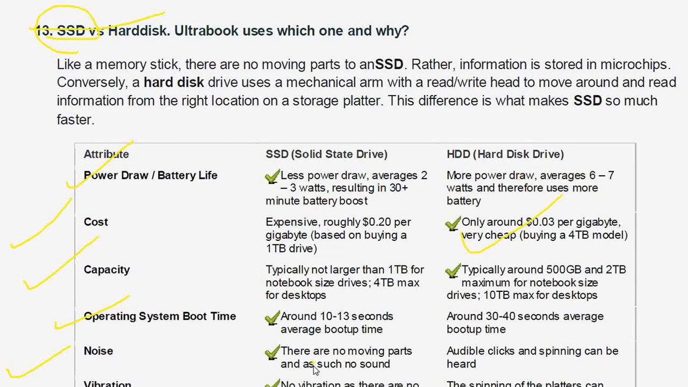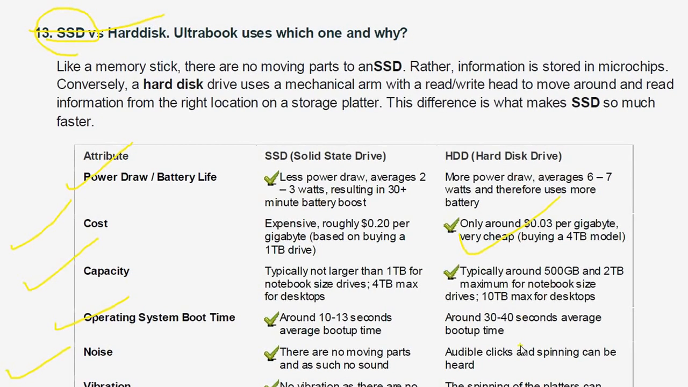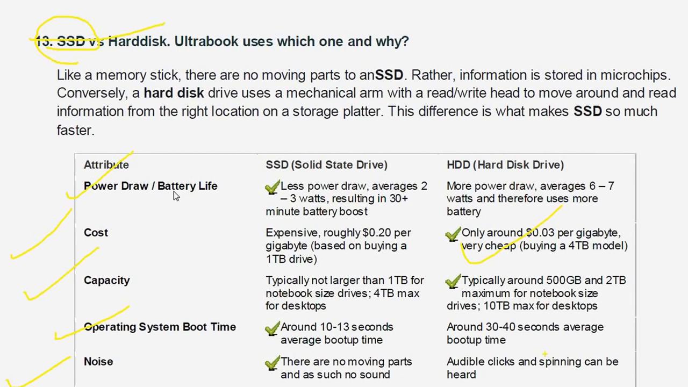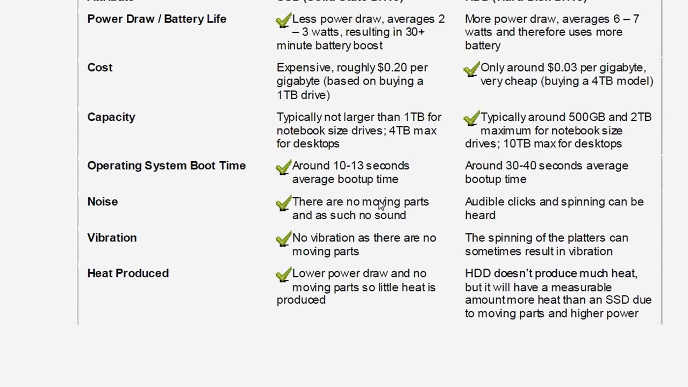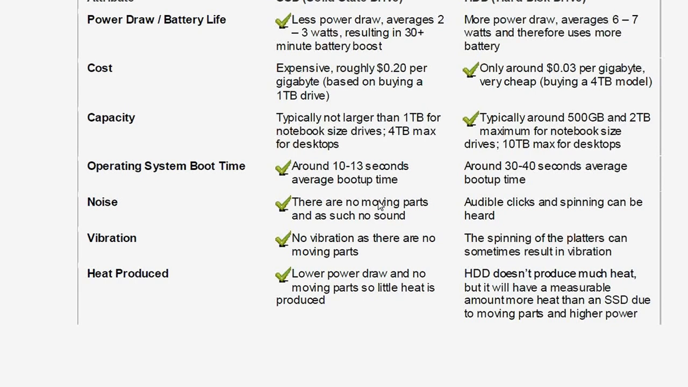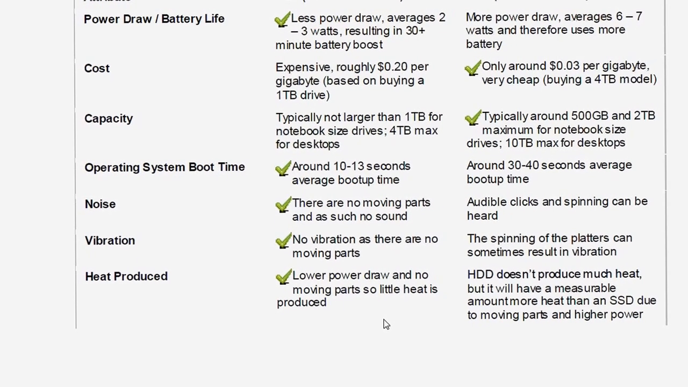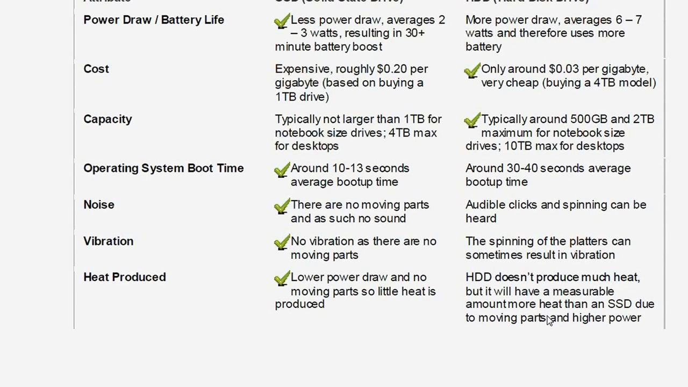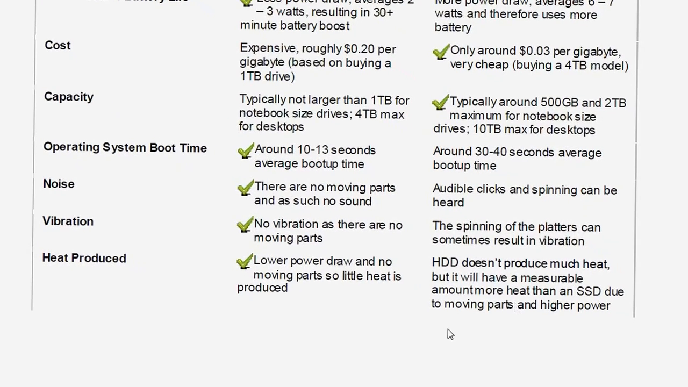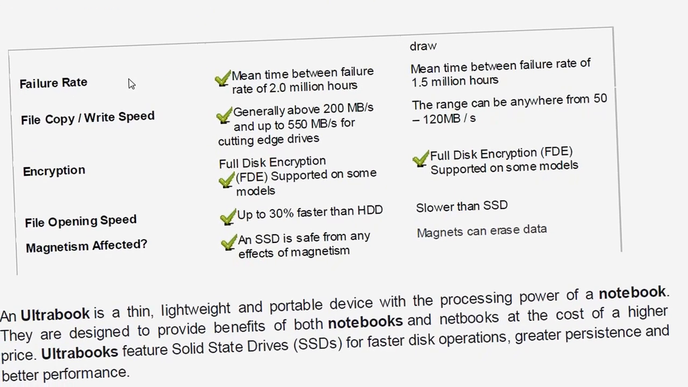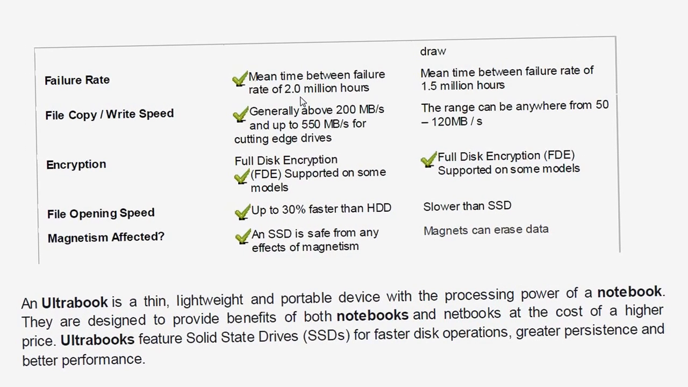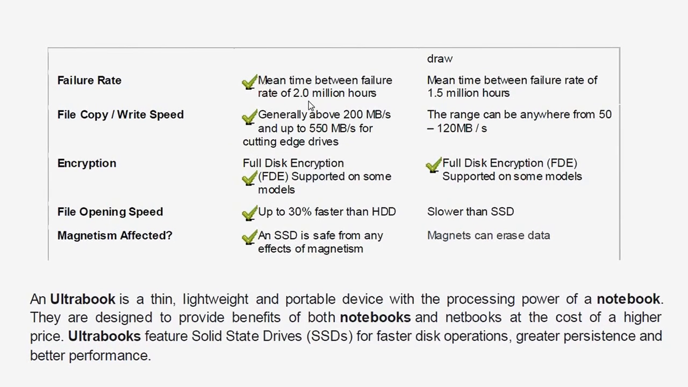Vibration, no vibration in solid state drive, but in case of hard disk drive, there may be a small magnitude of vibration as a result of spinning of the platter. And heat produced, since SSD uses microchips, no measurable heat is produced. But in case of hard disk, some amount of heat is produced due to moving parts. Next is failure rate. SSD have a very minimum failure rate. One failure hits 20 million hours, and as compared to SSD, hard disk drives have a comparatively much higher failure rate.